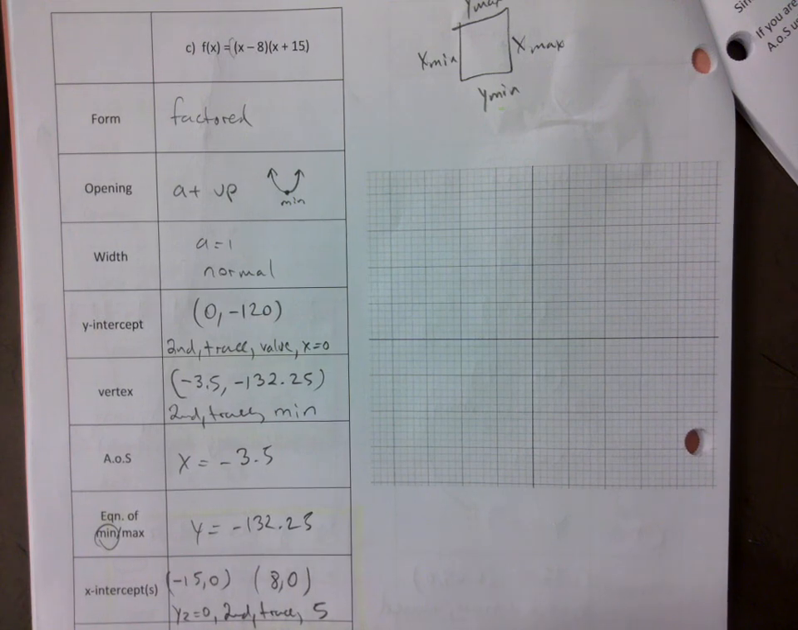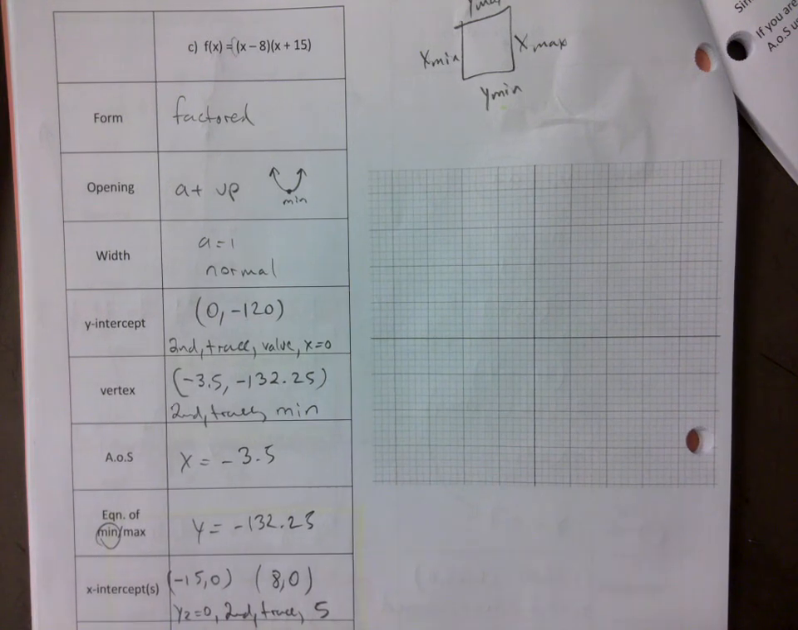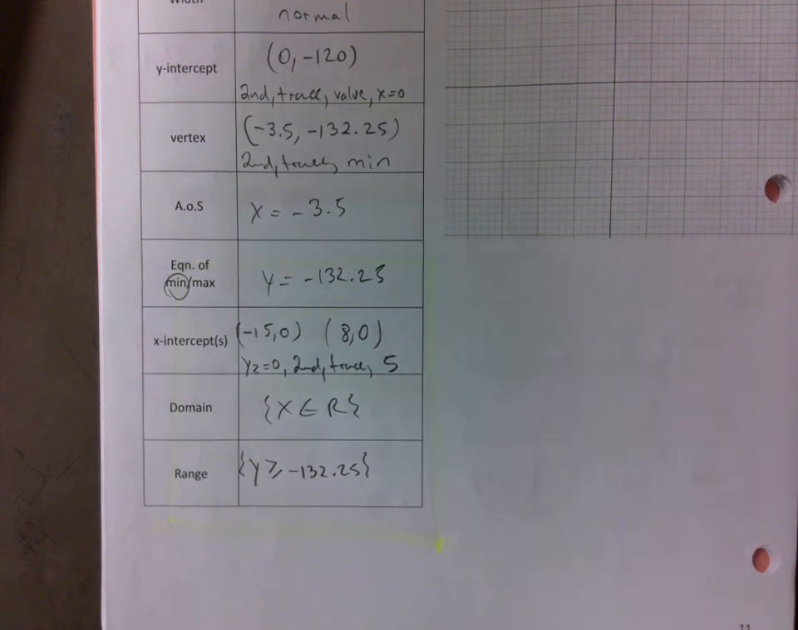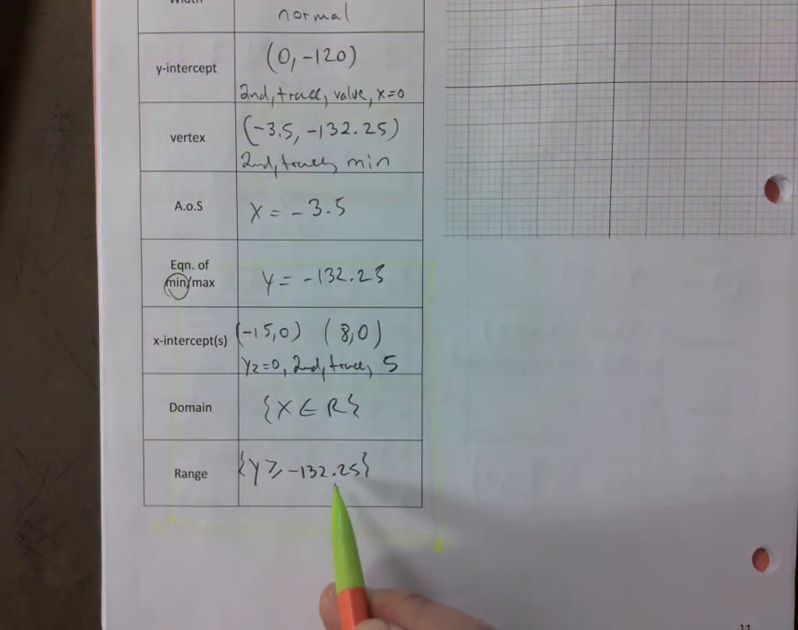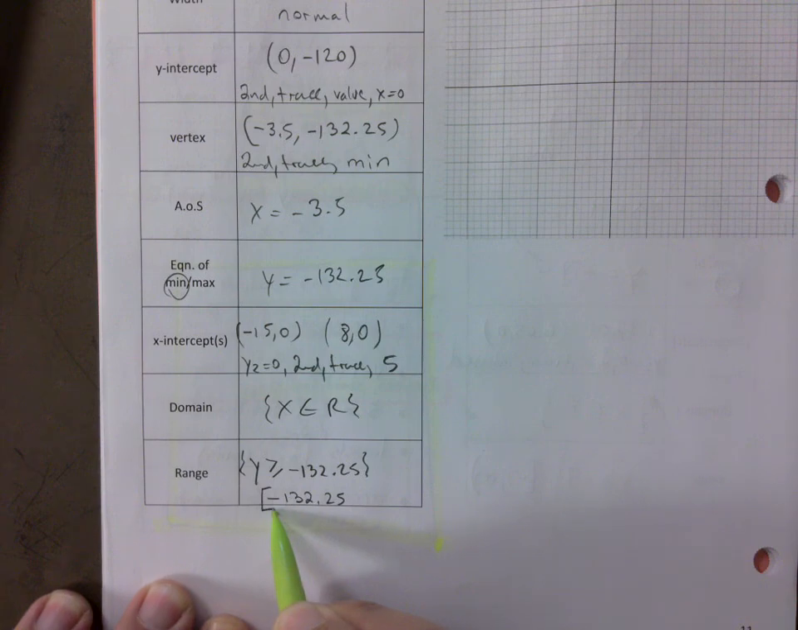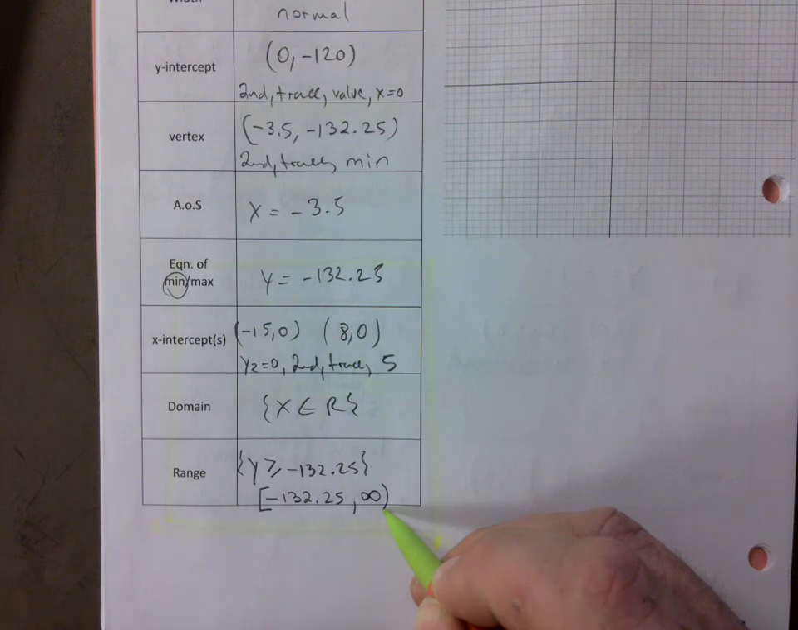Domain, eyes closed for now, it's all real numbers. The range, it goes up, right? So it'll be y is greater than or equal to negative 132.25, squiggly brackets like that. Oh, it's not showing. Sorry, guys. That's the range in set notation. If you want to go interval, it's from all the way down there. Square brackets. That's where it starts. And then it goes indefinitely up. Okay? So we know that that's the range.